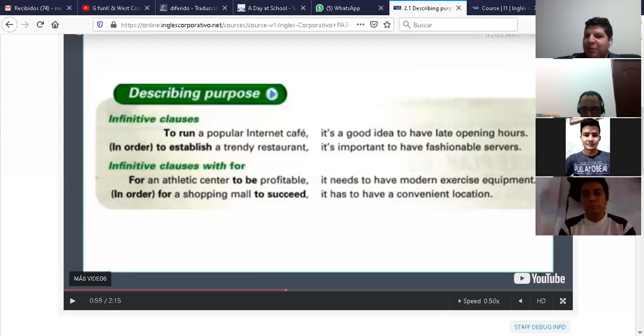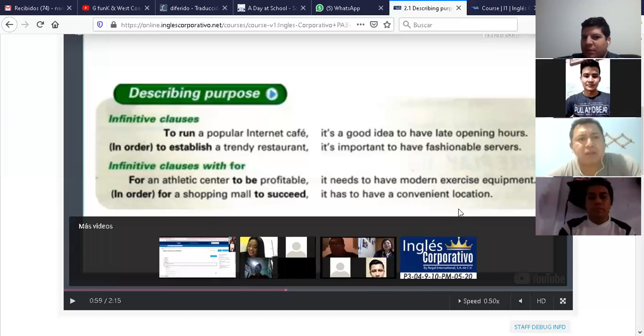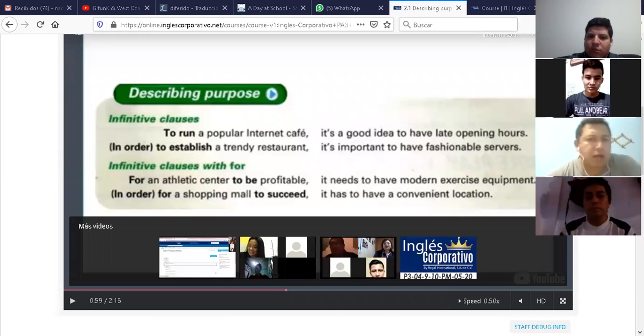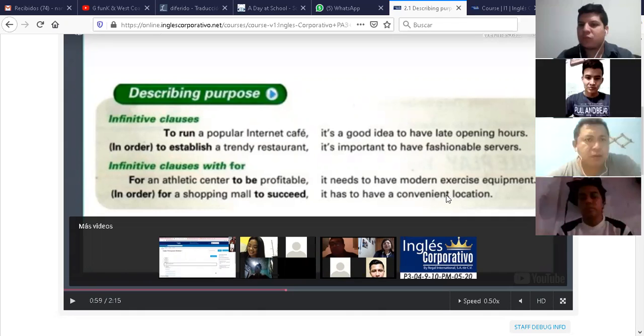Entonces, un ejemplo con to, el último. Va seguido de un verbo, perdón. To go at the school. To go to school. Así va. To go to school.